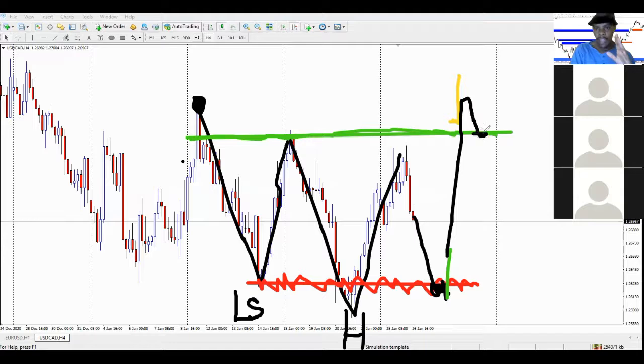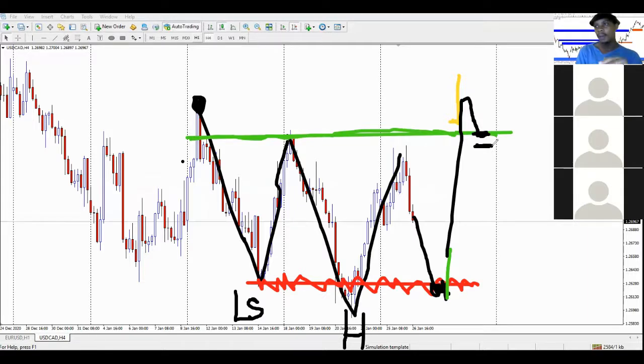Whereas if you enter here after a retest and put your tight stop loss, the benefit of entering at a retest is that you will get a tight stop loss. You will be able to control your emotions, and so on and so forth.